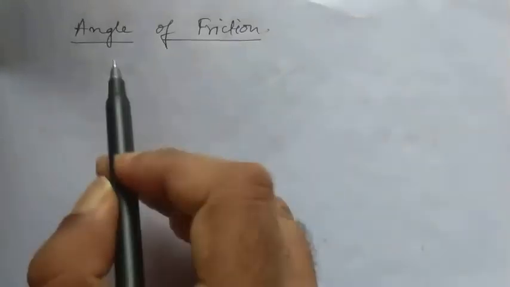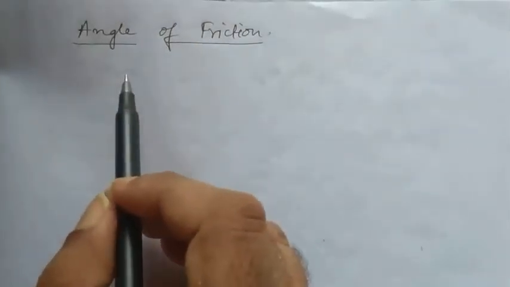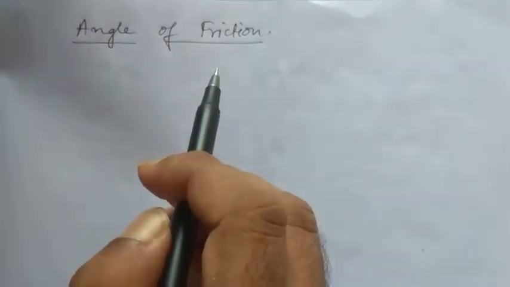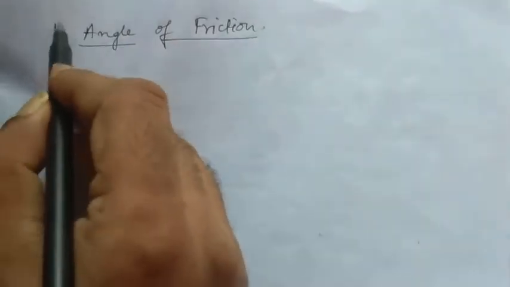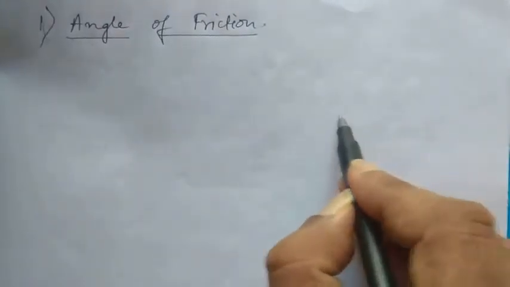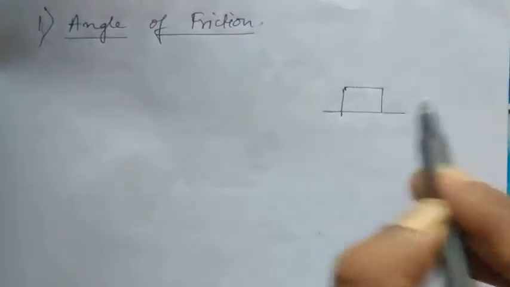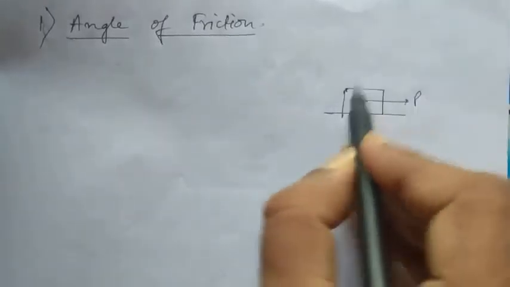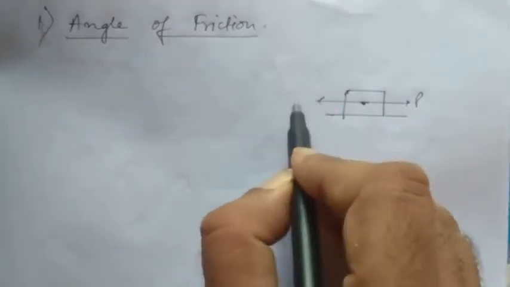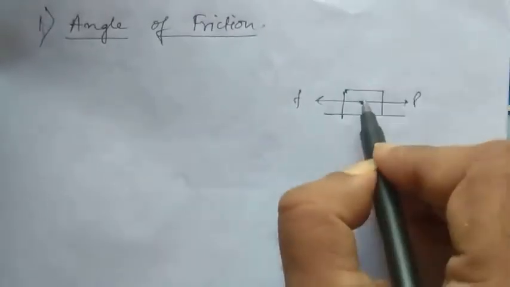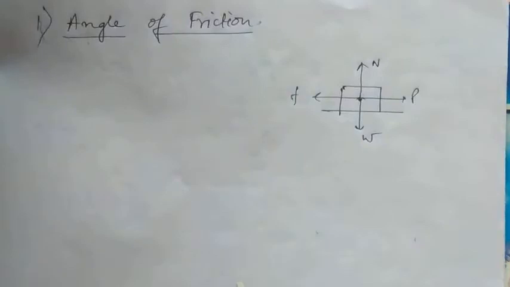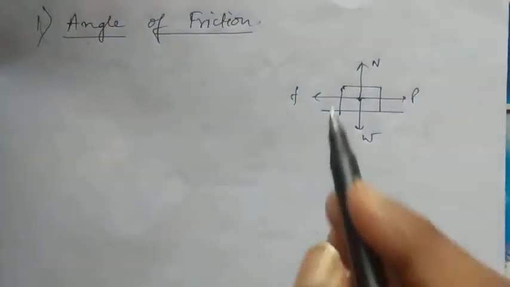Now in this second video we are going to discuss two angles. One is the angle of friction and another is the angle of repose. The first one is the angle of friction. Whatever we have learned in the previous video, we are pulling with a force F, and another force of friction comes into play. The normal reaction is N for the weight W acting downwards.